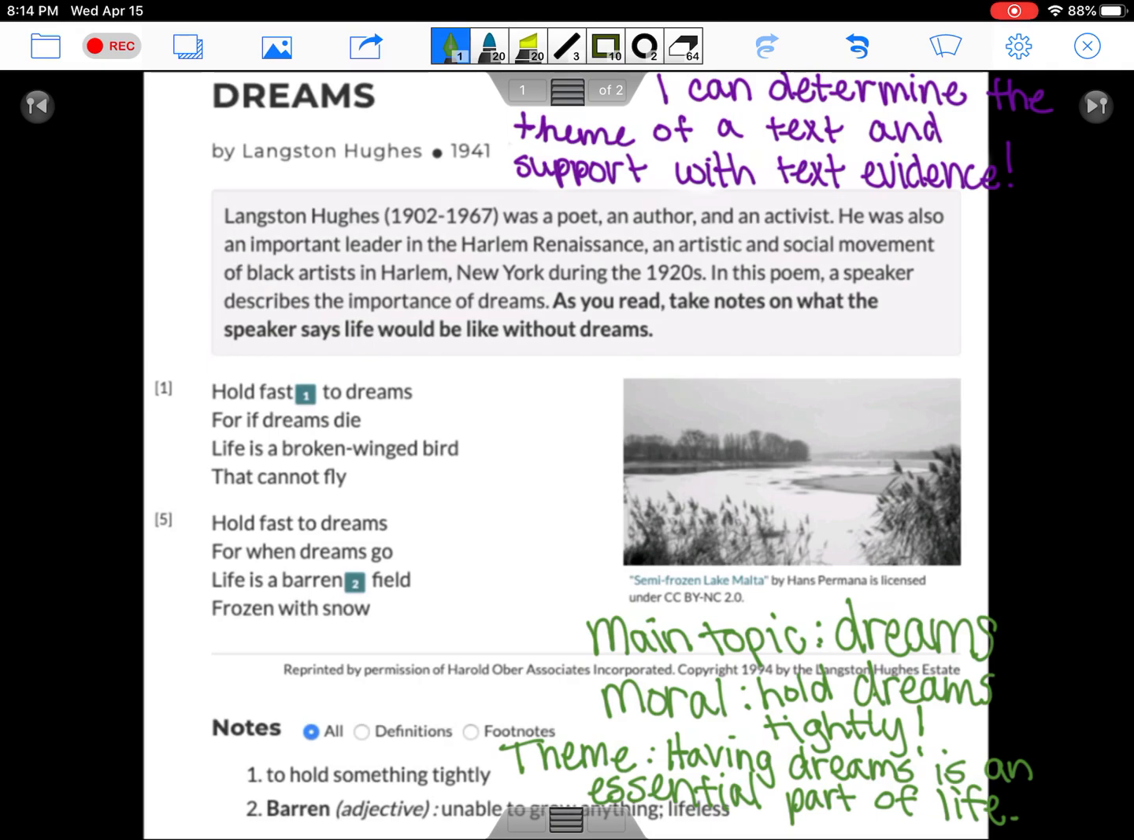So just remember, team members, as you are going out there and you're reading texts and you're determining themes, always look for that main topic. Look for a moral to help get you there, and make sure that you really are analyzing and looking for text evidence to support your themes.